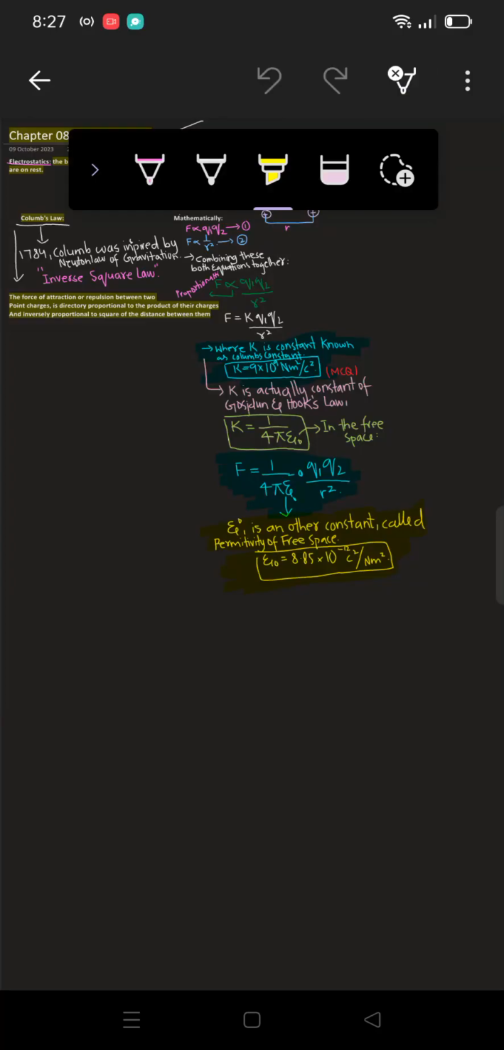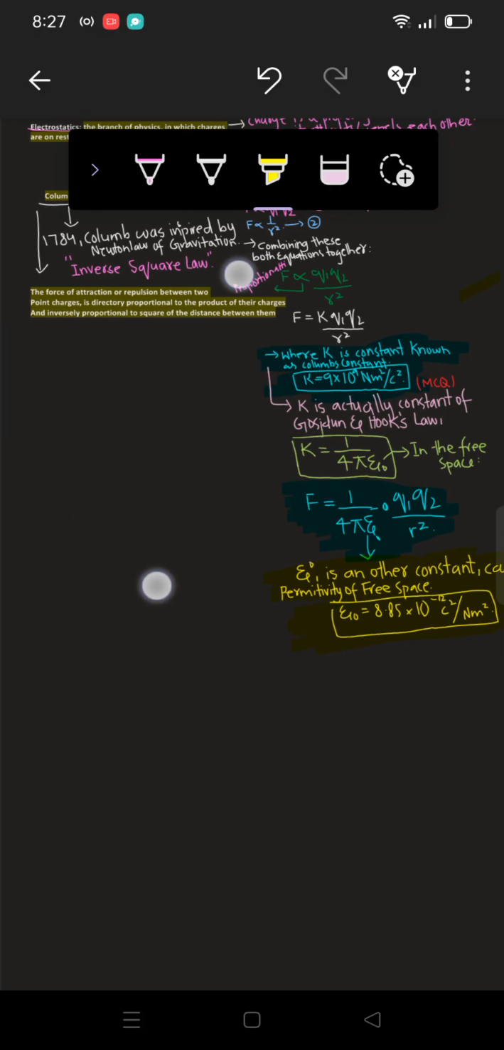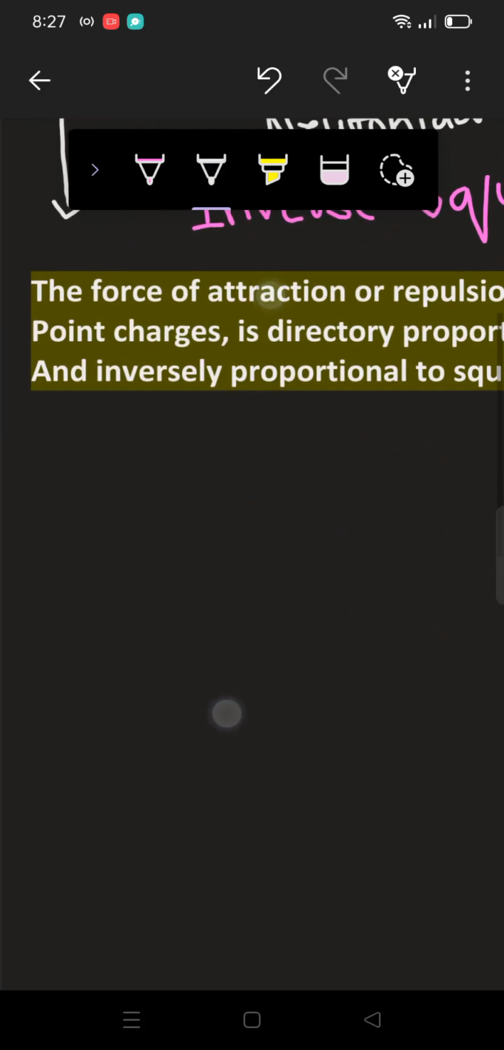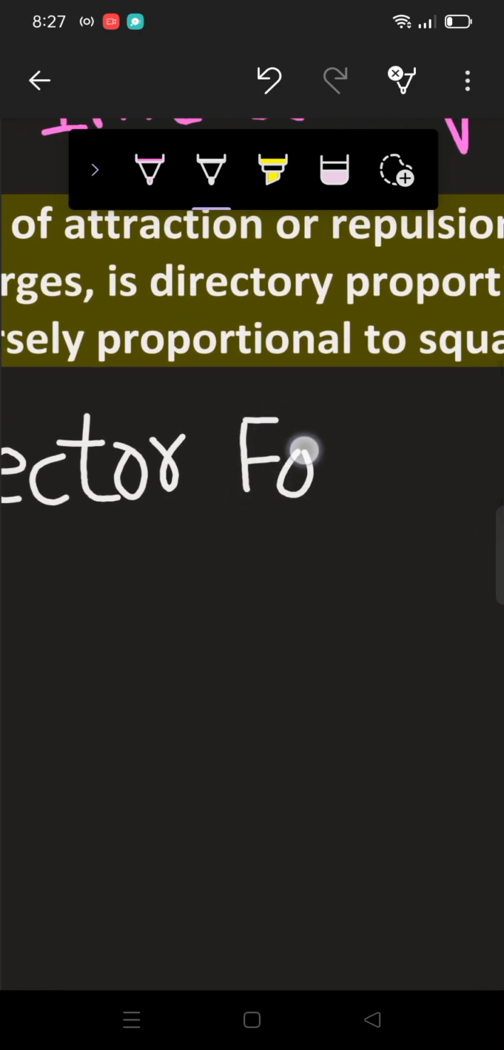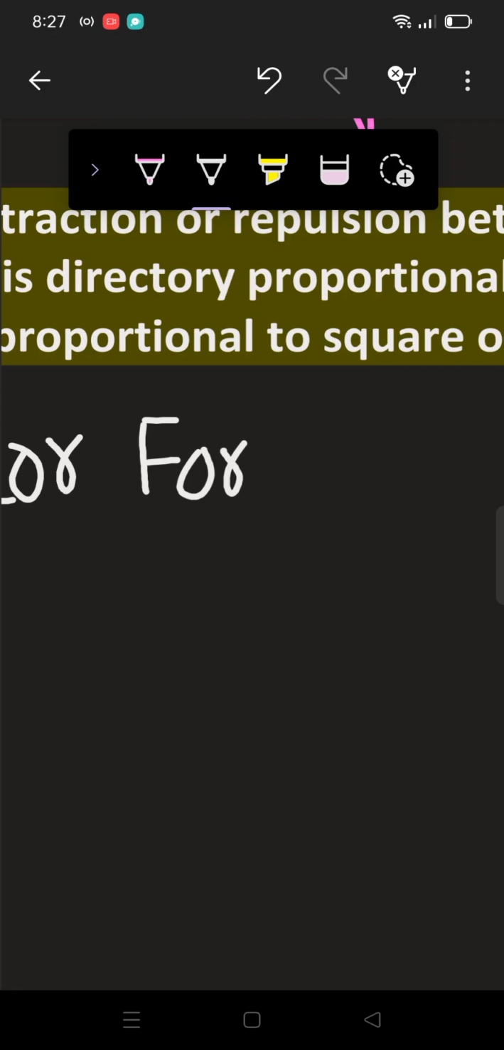Okay, so as in the last video, we have discussed Coulomb's law, right? We have discussed what this law states, when it was discovered, who discovered it, and we have seen the mathematical equation of Coulomb's law as well. But in today's video, we are going to learn the vector form of Coulomb's law, how we can write the formula of Coulomb's law in vector form.